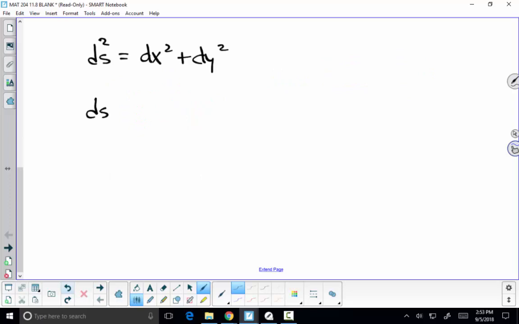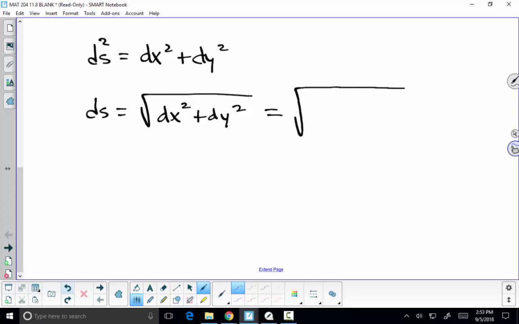And we solve for ds. We choose the positive square root, and we get that. Now what we want to do is somehow get a dt on the outside so that we can integrate with respect to t. So we do some clever math. We multiply by 1. We multiply each one of these by dt squared over dt squared, and if we do that, we can factor one dt squared out.